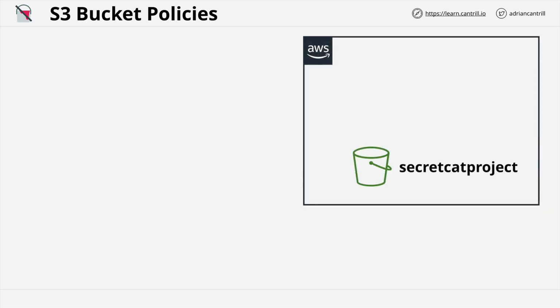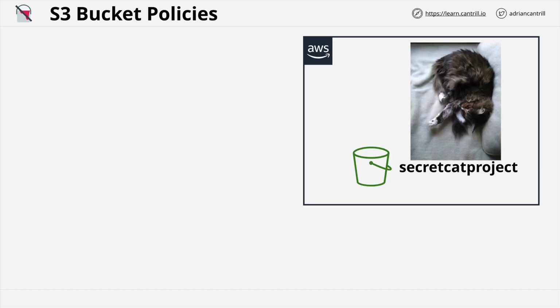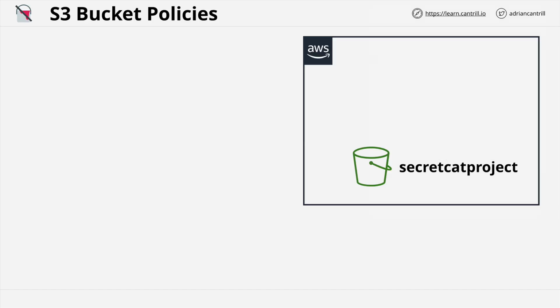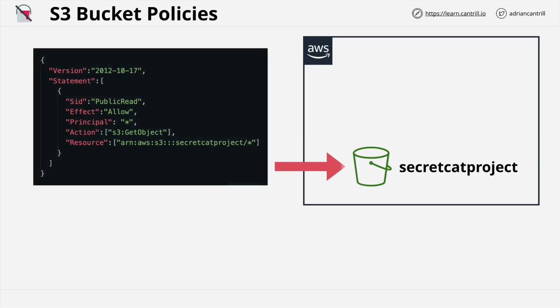Let's say that we have an AWS account, and inside this account is a bucket called Secret Cat Project. Now I can't say what's inside this bucket because it's a secret, but I'm sure that you can guess. Now attached to this bucket is a bucket policy. Resource policies have one major difference to identity policies, and that's the presence of an explicit principal component. The principal part of a resource policy defines which principals are affected by the policy.